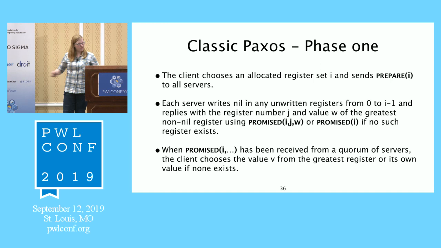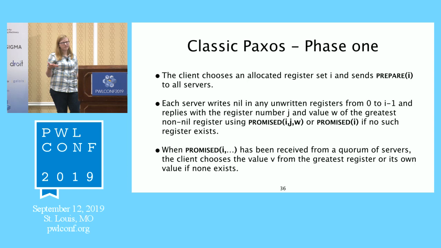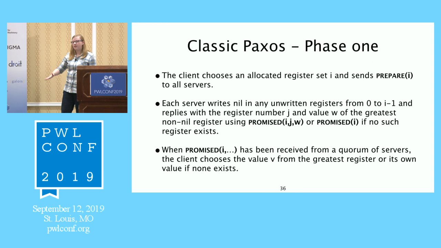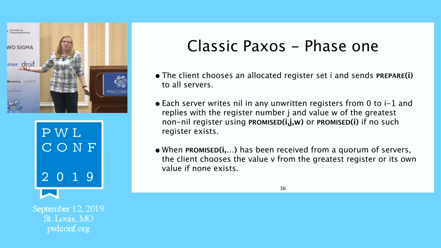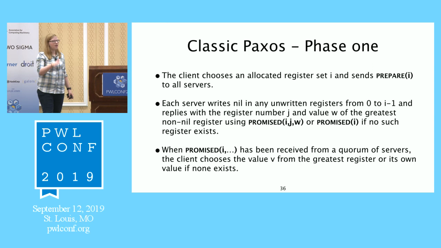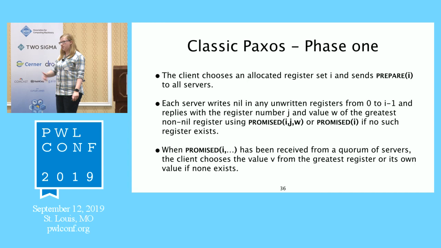So the client waits and collects these promised messages from the servers. And once it's got enough messages, a quorum of messages, it's going to choose the value V from the greatest register that it saw from these promised messages. If it doesn't see anything, if all the registers are empty, then it can propose whatever value it likes, which will be the input value. So at this stage, all we've done is read registers and write nil. We haven't actually written anything of use to the system, but we have learned what register I can safely write to and what value I can safely write to that register.